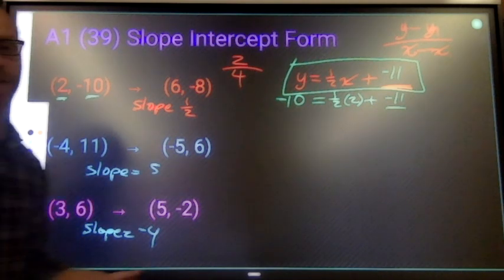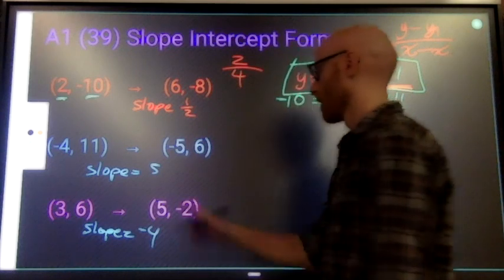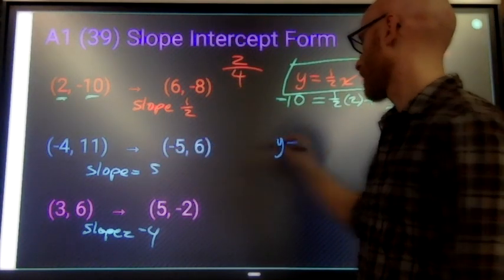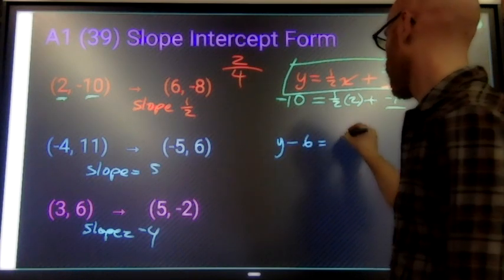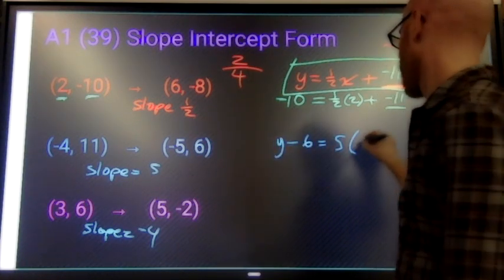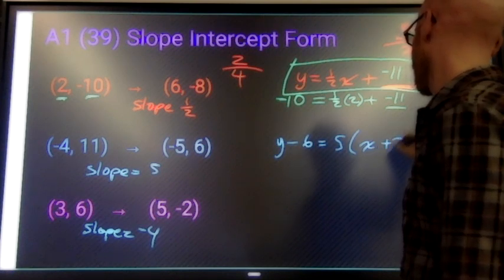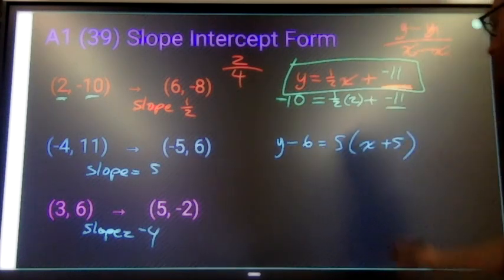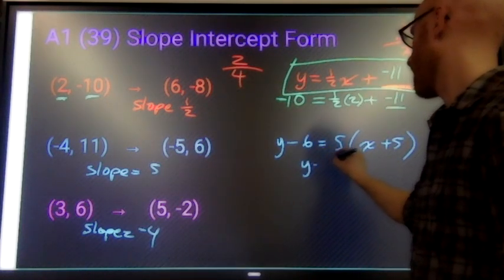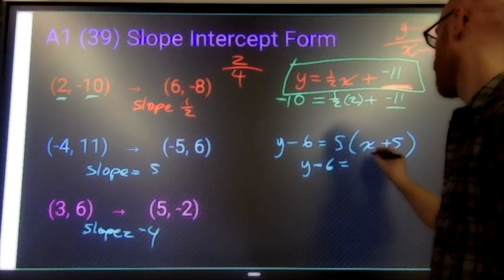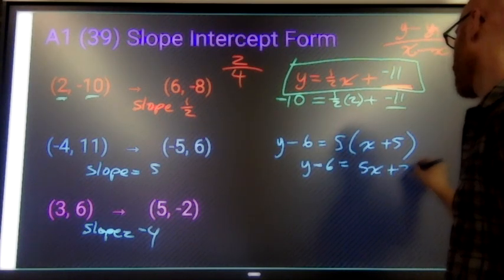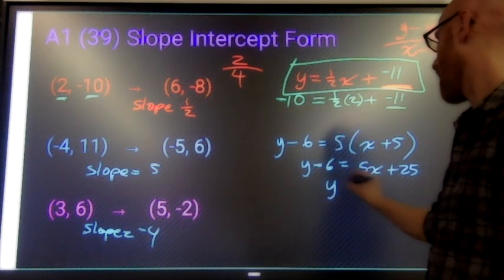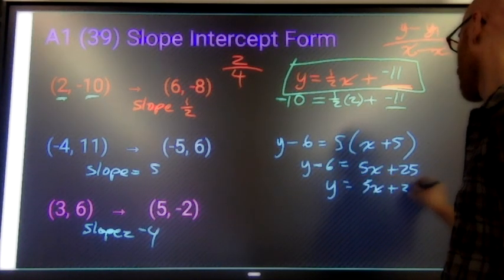All right, I'm going to do this blue one, the point slope form method. Y minus 6 equals slope times x minus negative 5. All right, slope, using that point. Distribute, y minus 6 equals 5x plus 25. Add 6 to both sides. Y equals 5x plus 31.